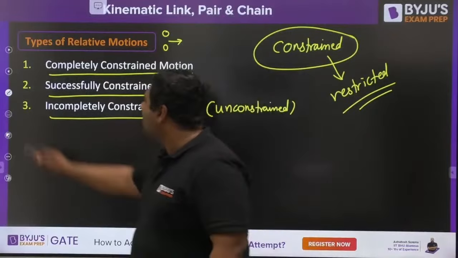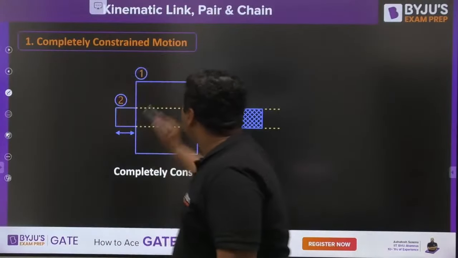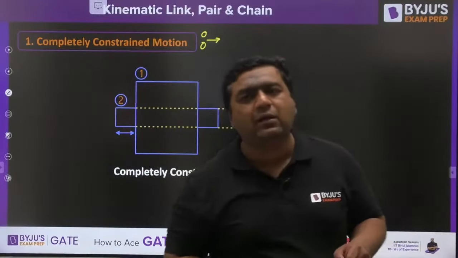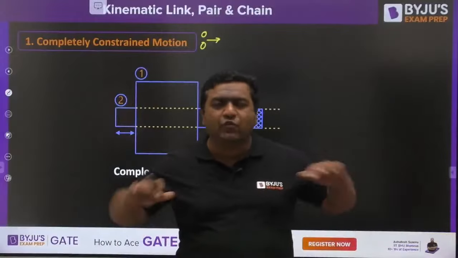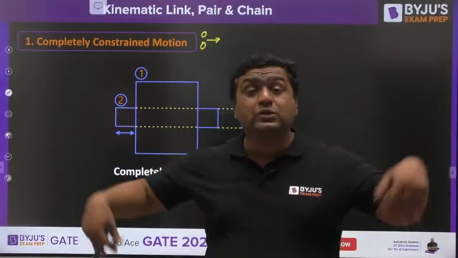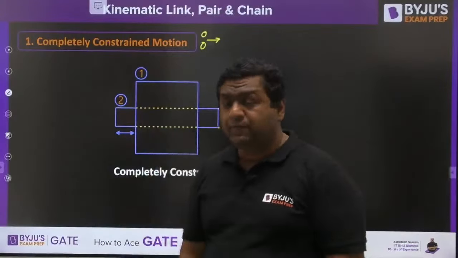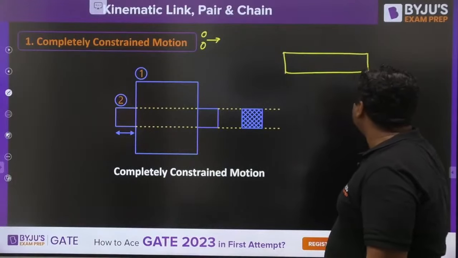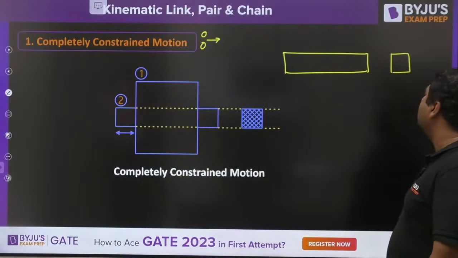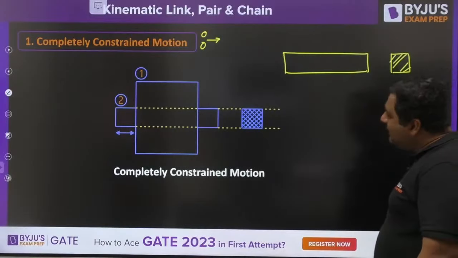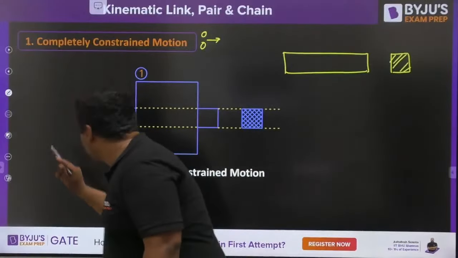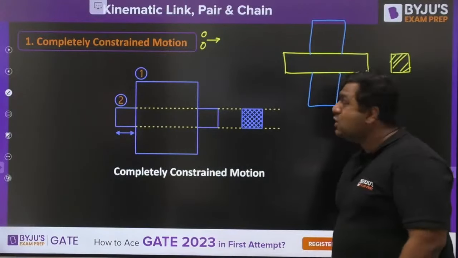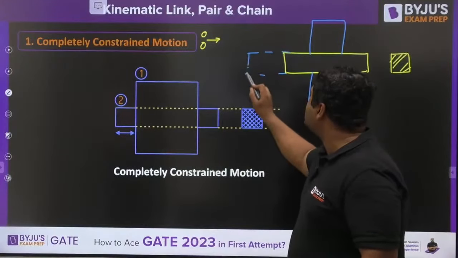So when I say completely constrained motion, my dear, completely constrained motion means only one type of motion is possible from the system configuration. So we need not restrict any motion because other motions are automatically restricted. Like you have a rod and this rod is of rectangular cross section. And this rod is going to be in a hole, and that hole is also of rectangular section.